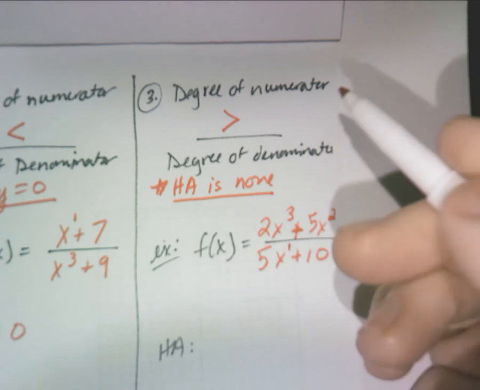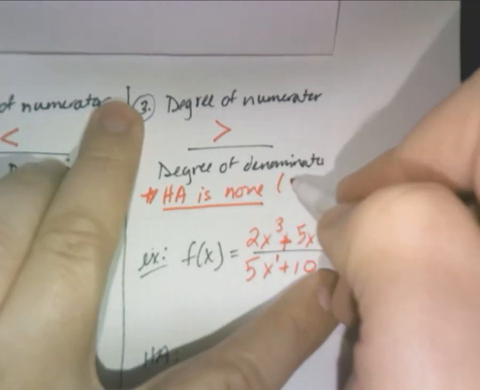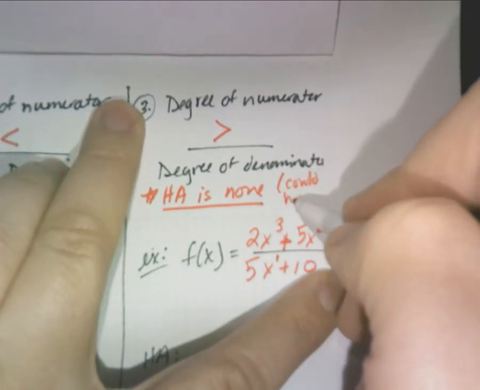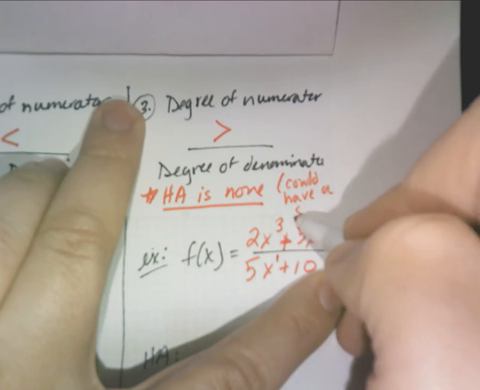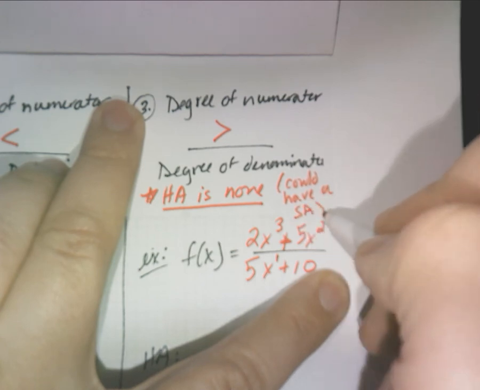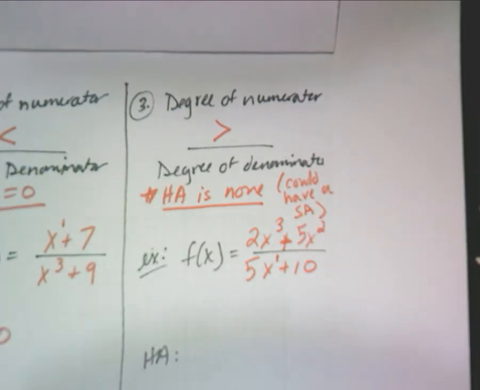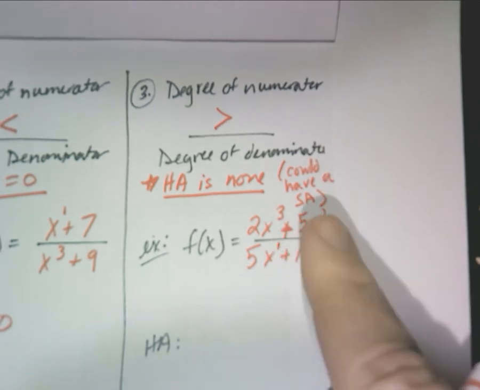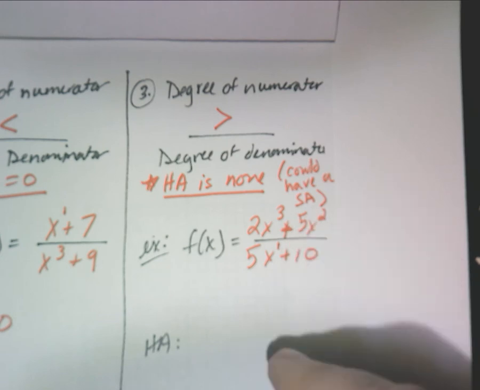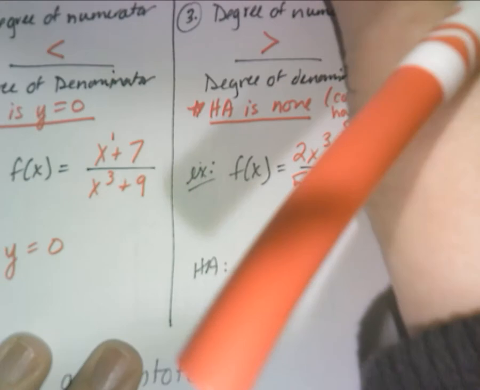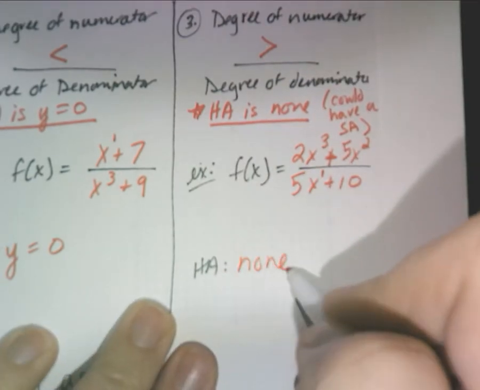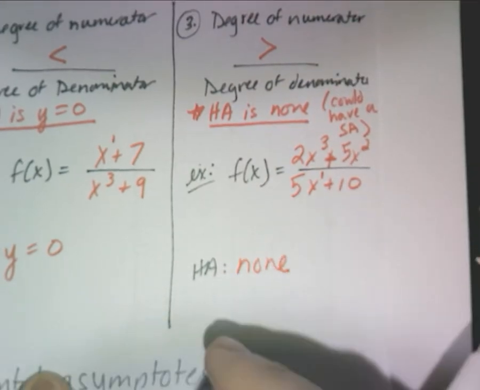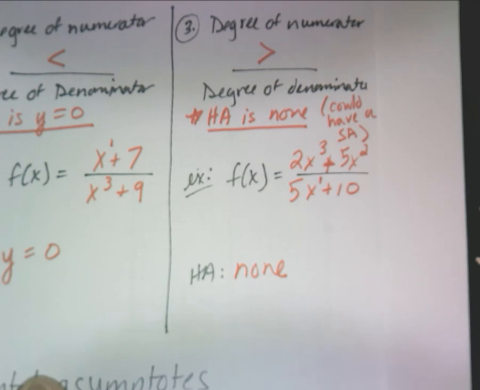However, write this on the side. You could have a slant asymptote. I'm going to put SA for now, and I'll talk about slant asymptote in the next one. But you could have a slant asymptote. This one actually doesn't have a slant asymptote. I'll show you how you'll know it with the next one we do. But your HA on this one would be none. You would write none. Don't write 0. 0 implies y equals 0.